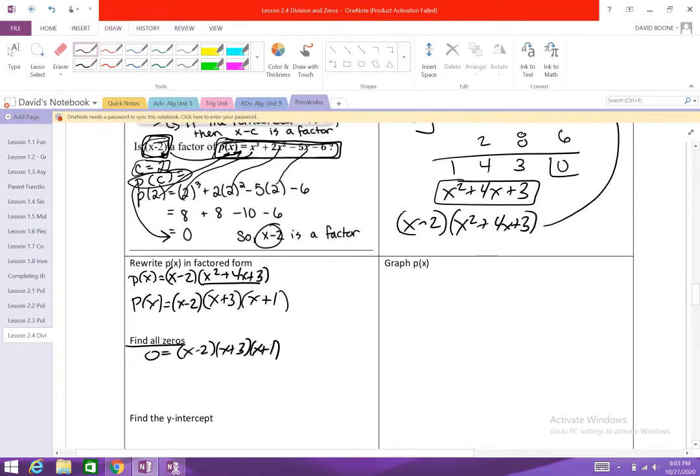You're basically just setting each of these factors equal to 0, because you're saying this times this times this equals 0. Well, either the x minus 2 equals 0, or the x plus 3 equals 0, or the x plus 1 equals 0, which is just x equals 2, x equals -3, or x equals -1. Those are the zeros.